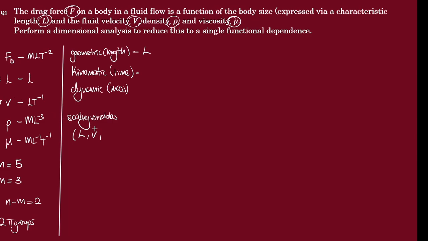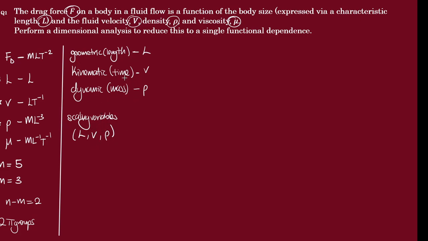And the last one is the mass, the dynamic property. Recall one of our rules was that we can't use the dependent variable as one of them. So we're left with both density and dynamic viscosity. Since we're going for the simpler one, we'll go with density, because you usually always go with density for the dynamic quantity. So that's L for geometric, V for kinematic, and rho for dynamic. These are the conventional scaling variables.